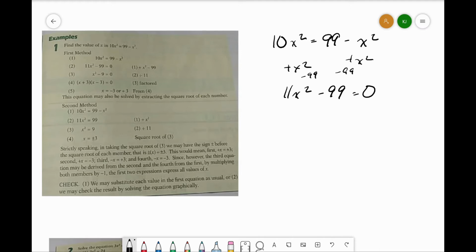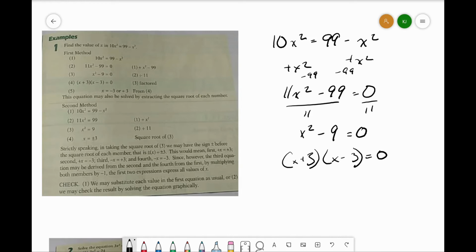From there, we can divide both sides by 11. This divides 11x squared by 11, leaving us with x squared, and divides 99 by 11, leaving us with 9, still equaling 0. Then we're able to factor because these are smaller numbers and they're easier to factor. That leaves us with x plus 3 and x minus 3 equaling 0. Therefore, x is equal to negative 3 or positive 3. This equation may also be solved by extracting the square root of each number, which we will now go over. So that was method 1.